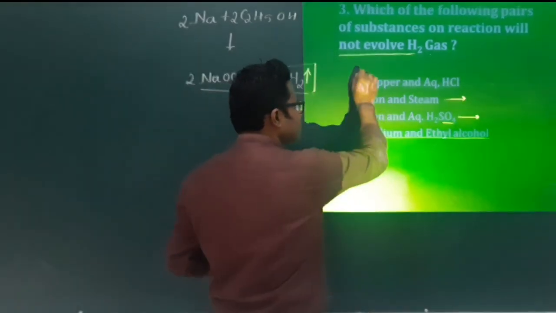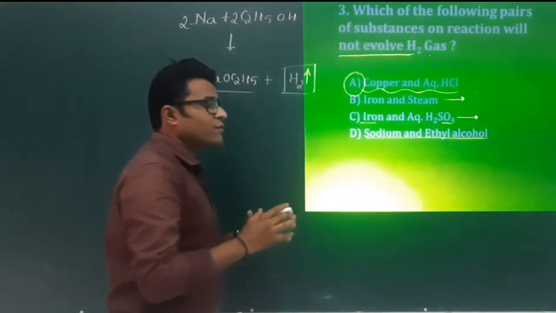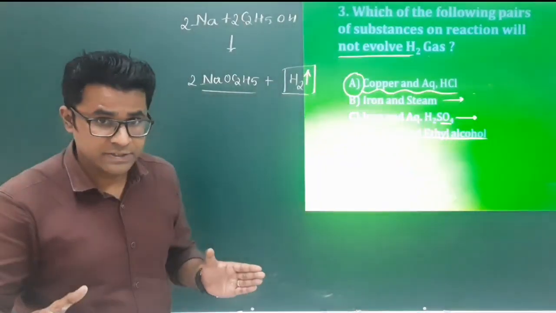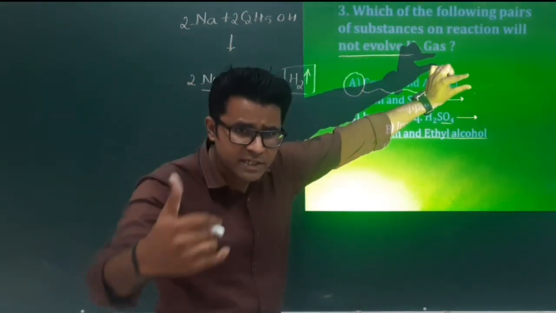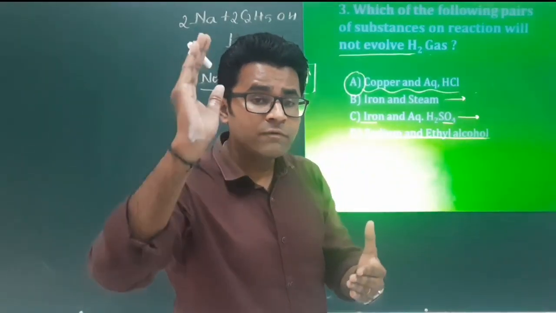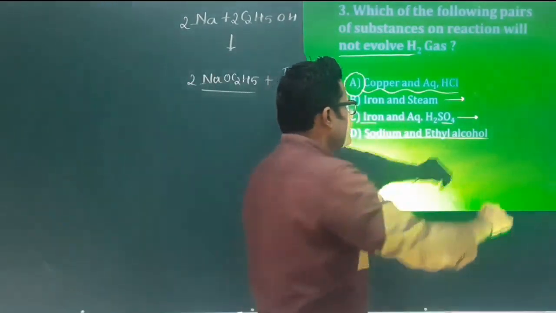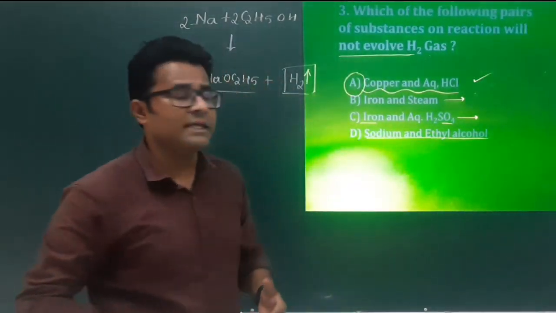Now, in this particular case, because of the electrochemical series, copper lies below hydrogen, due to which this reaction is not possible to evolve hydrogen. So therefore, this is the answer, which is not going to give us any hydrogen.